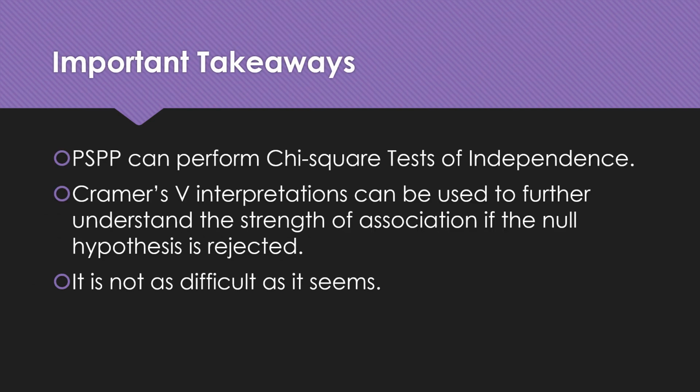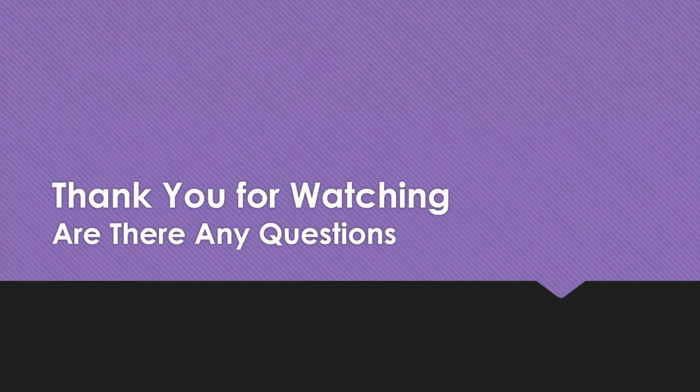I will conclude by stating some important takeaways. The first one is that PSPP can perform chi-square test of independence. The second one is that Cramer's V interpretation can be used to further understand the strength of association if the null hypothesis is rejected. Lastly, it is not as difficult as it seems.